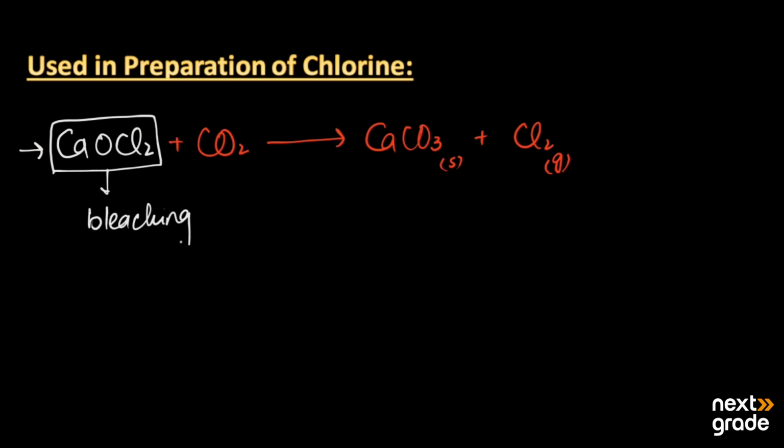So this bleaching powder already has oxygen as well as chlorine, so it is very useful for the production of chlorine at a higher level, and also for commercial, industrial, or domestic uses.